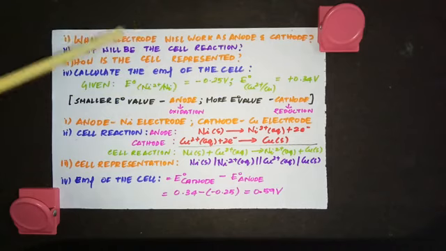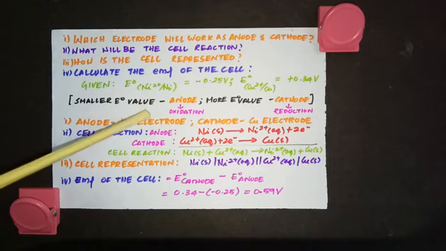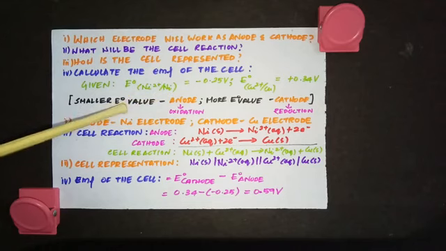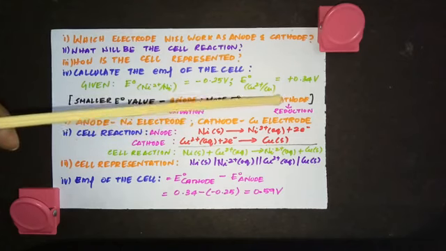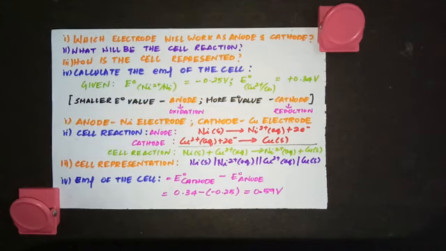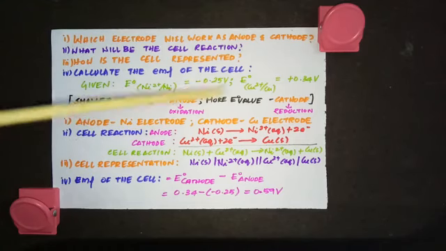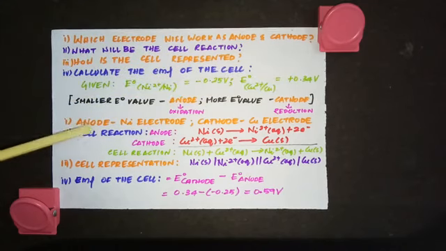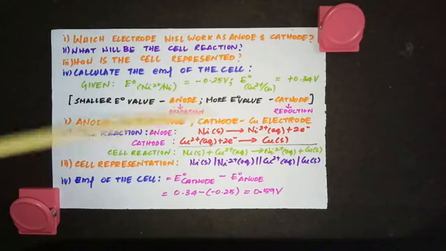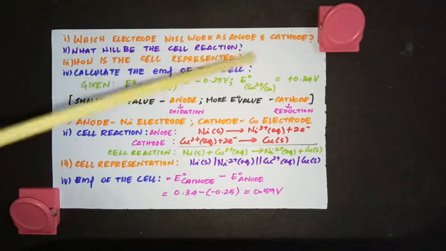First question, which electrode will work as anode and which will work as cathode? I told you the smaller E naught value will act as anode because it has more tendency to undergo oxidation. And the one with the larger E naught value will act as cathode because it has more tendency to undergo reduction. So here minus 0.25, plus 0.34. The smaller value is minus 0.25. So nickel acts as anode and copper electrode acts as cathode. So we have answered the first question. Now moving on to the second question. What will be the cell reaction?